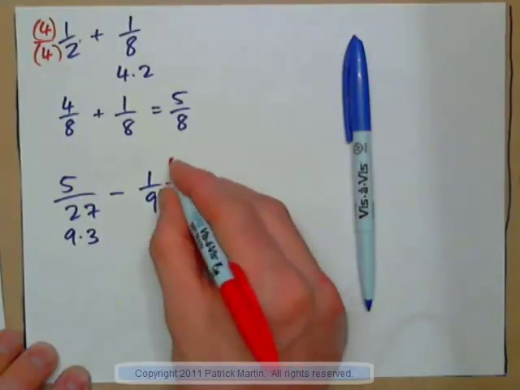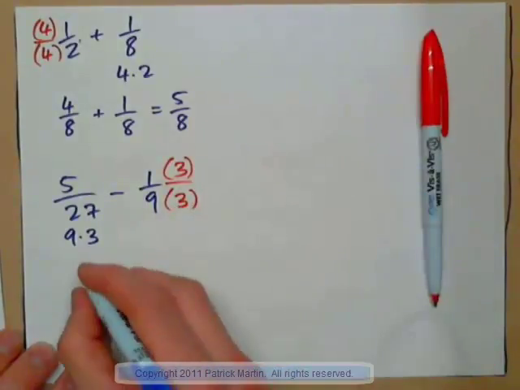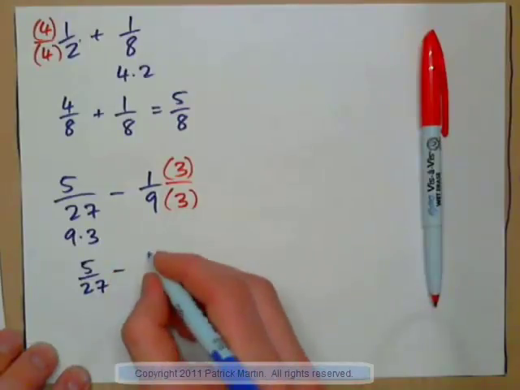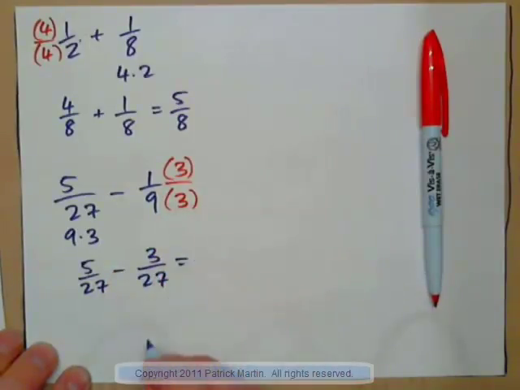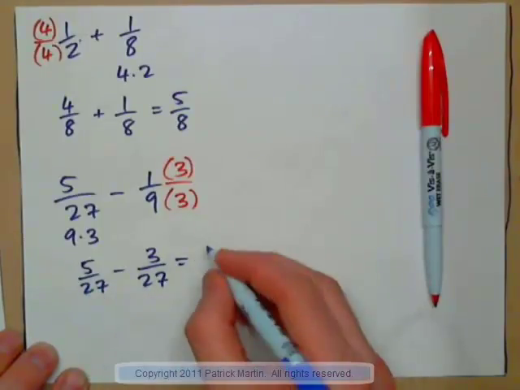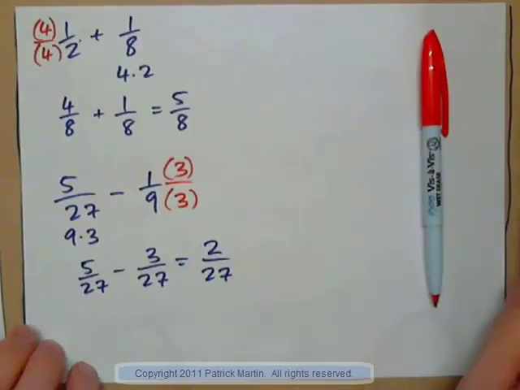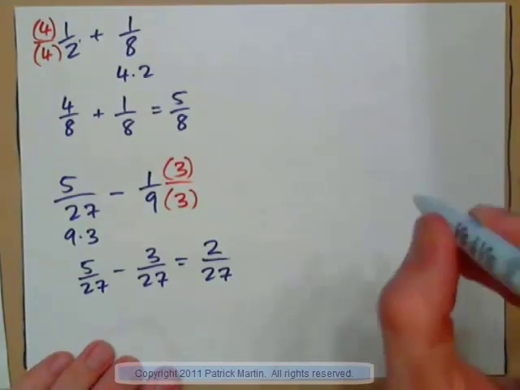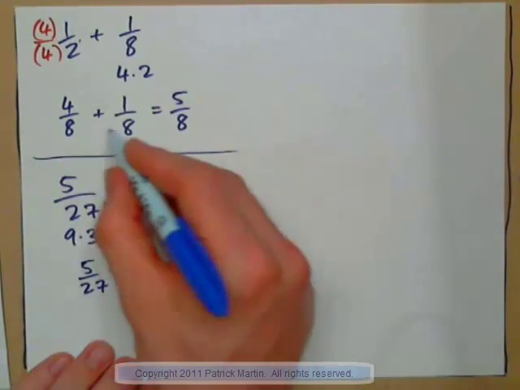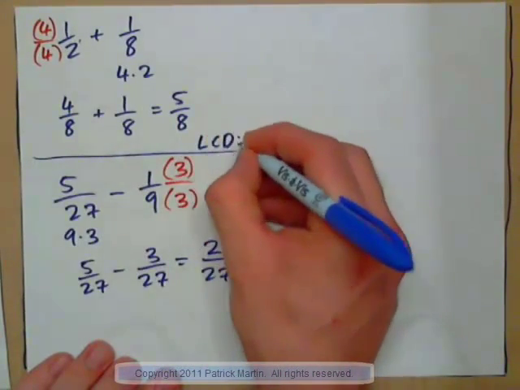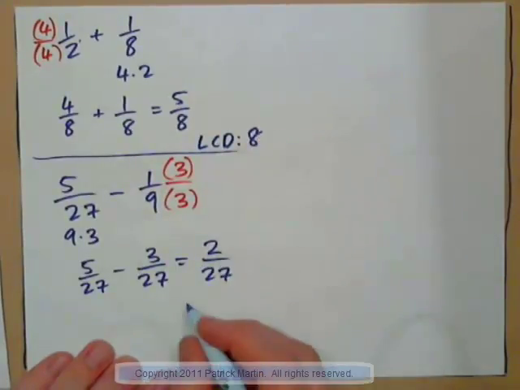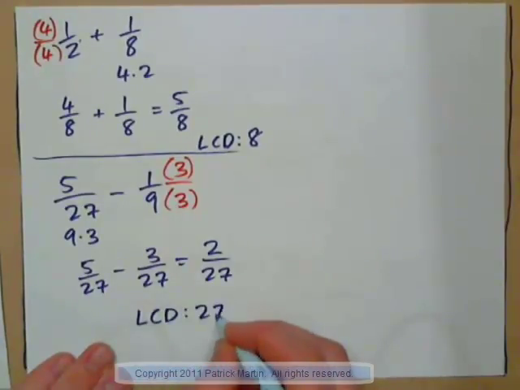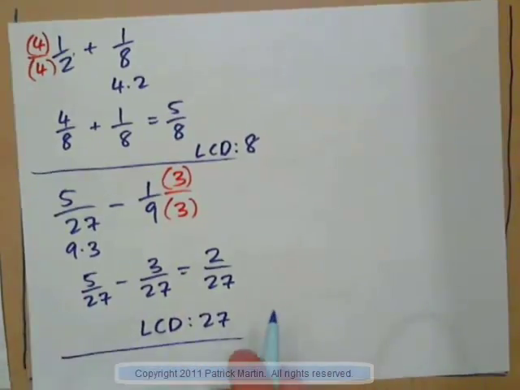Multiply that by 3 over 3, right? So we have 5 over 27 minus 3 over 27. And if the bottoms are the same, we can subtract the tops. 5 minus 3, 2. 2 over 27, right? Now, before we go on, looking at this example, the lowest common denominator is 8, right? Looking at this example, the lowest common denominator of the two fractions is 27. So just to make a note of that.